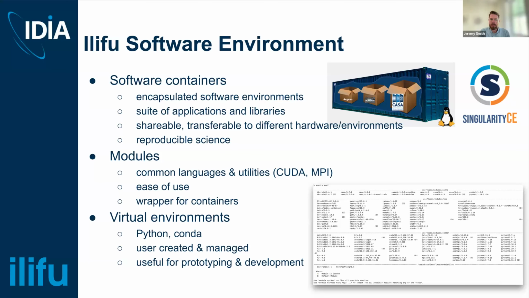You can think of them as a compressed folder, but they contain everything that an application needs to run, or a suite of applications. So an operating system, the application binaries, libraries, environment variables, these are all bundled into a single file called an image file. Containers are really beneficial because they're easily portable. You can copy them to and from ilifu and share them amongst project members or larger work groups. Some of you may have used Docker before. Singularity containers are very similar to Docker containers, but they're safe for an HPC environment because they don't allow elevation of privileges when running the container.